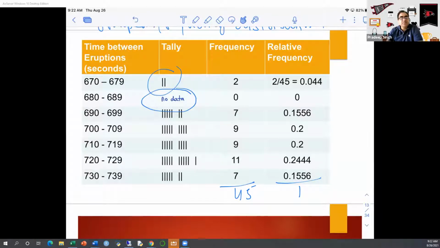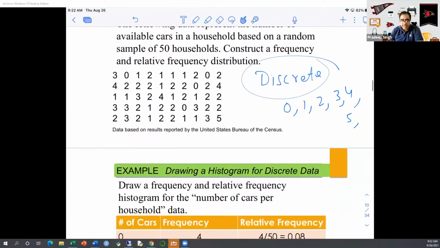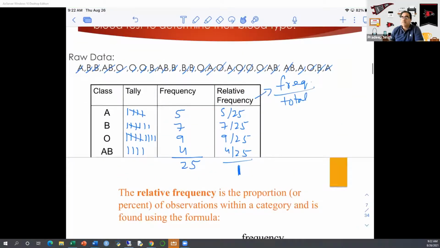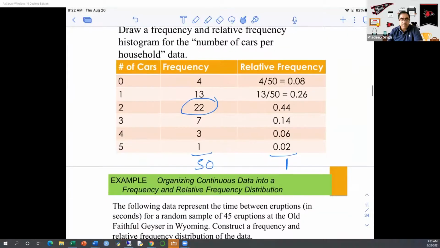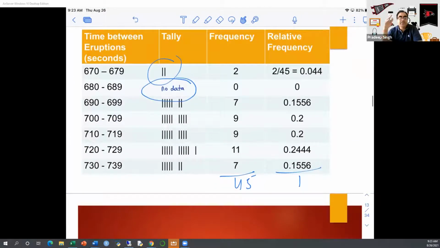So frequency distribution is all the same. It is just what you put in this first column, just to give you an idea of what we just did. In the first column for categorical frequency, you have the list of all the categories, in this case blood types, A, B, O, and AB. In the discrete case, you have all those individual values which the data can take, in this case 0, 1, 2, 3, 4, and 5. And then for a grouped frequency, you will have classes in the first column. So that's the only difference.